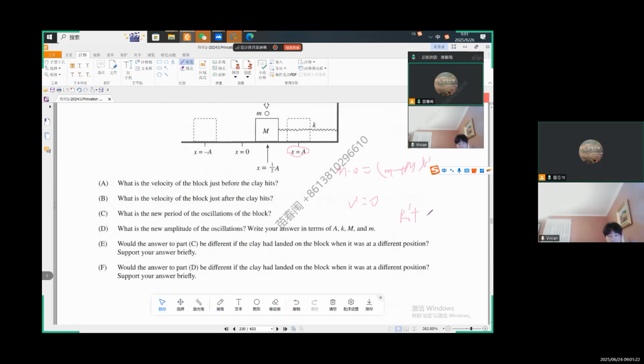Because we say K prime is a little bit different, plus U_s. But this one is nothing, and U_s is going to be the total from before, and it's 1 over 2 k A prime squared, and so A would be the same, right? So which means F is yes, right? If we change it, for example, x equals A, the result is different, right?